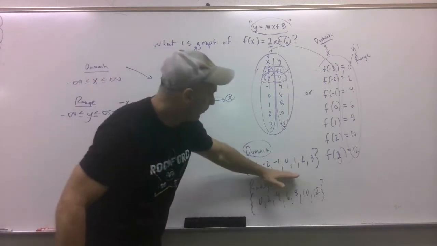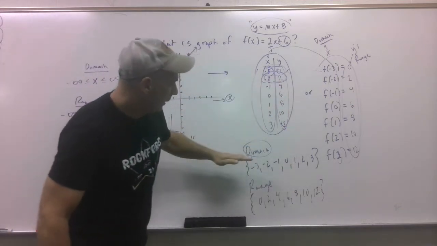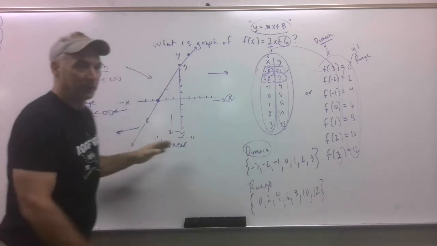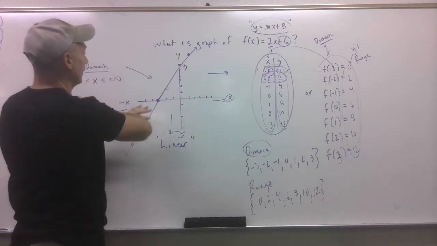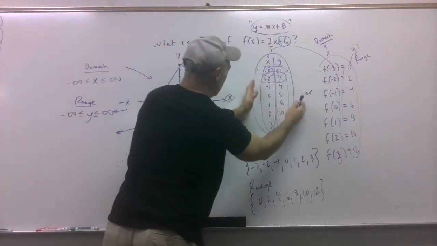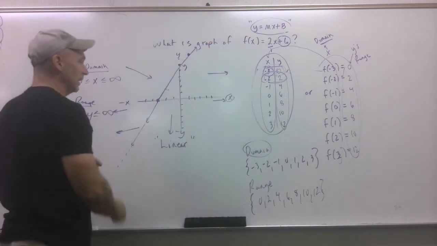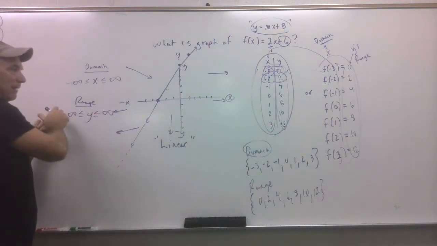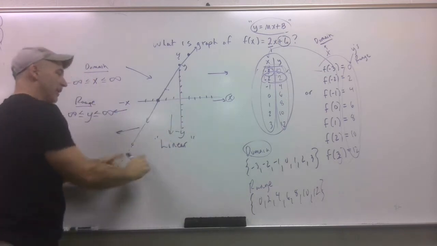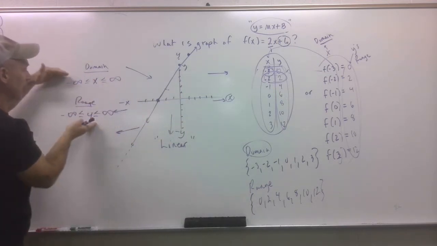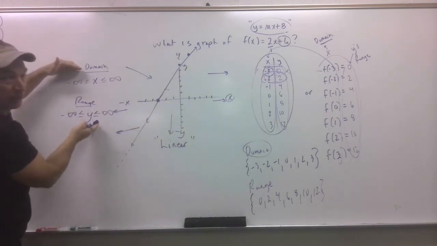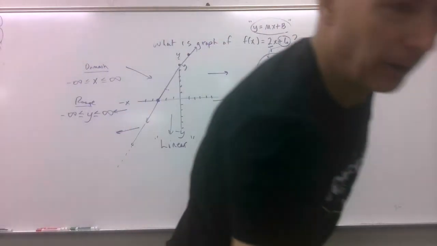If you're finding the domain of a chart, you got a set of numbers. If you're finding the domain of a graph, you got to think bigger than this. Because remember, there's an infinite number of points on a line. It continues left forever, right forever, down forever, up forever. And that's why these are your real answers for domain and range. Okay, let's pause right there.